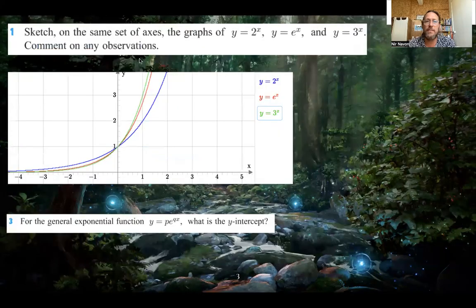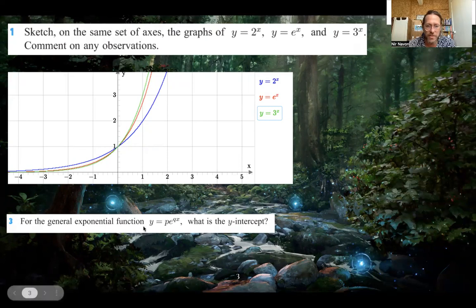Sketch the graph of the same set of x's, the graph of y equals 2 to the power of x, e to the power of x, and 3 to the power of x, where e is 2.718. Comment on any observations. So we see the blue is 2 to the power of x, the green 3 to the power of x, and in between it's e to the power of x. So we see that this point here is common to all of them. Why is that? Because any number to the power of 0, where x equals 0, is a 1.